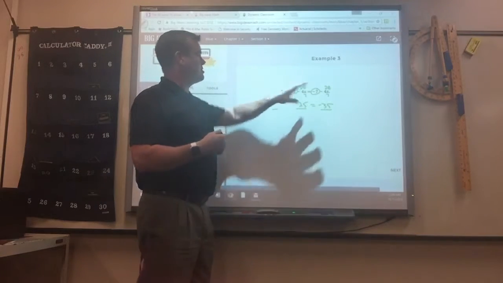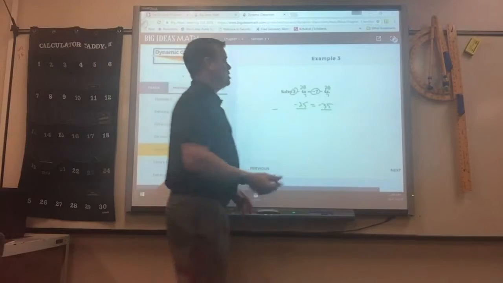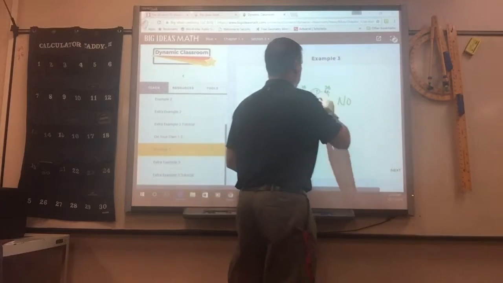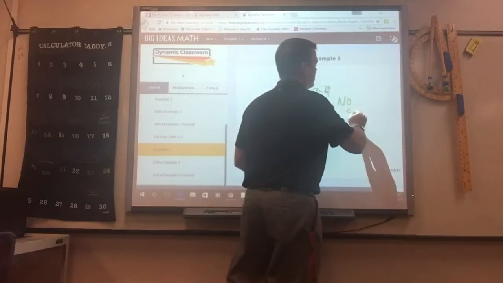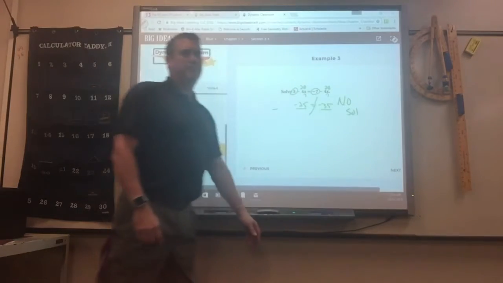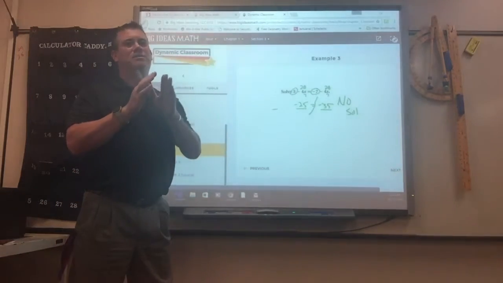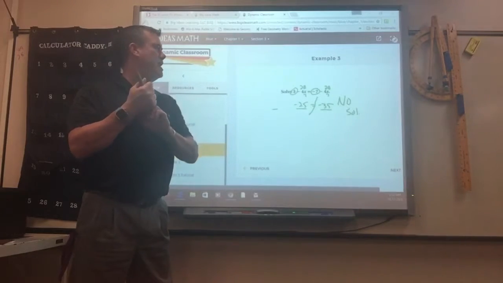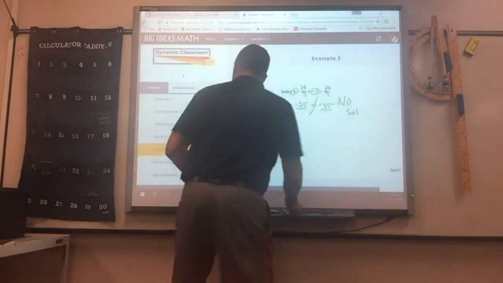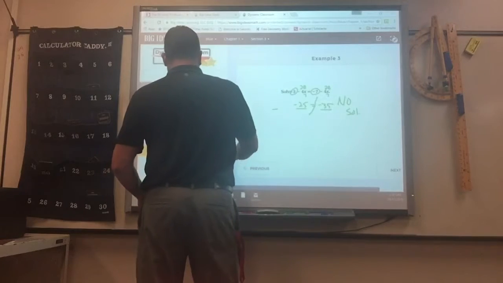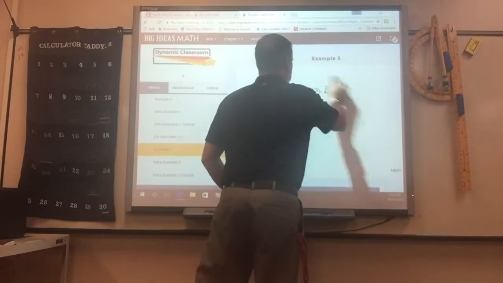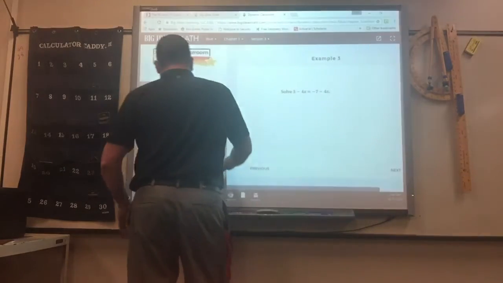Okay. So this is the type of equation where there's no solution, because it can't ever equal each other. So if the x's ever cancel, one of two things is going to happen. It's going to be no solution, or I think the next one is the other one.